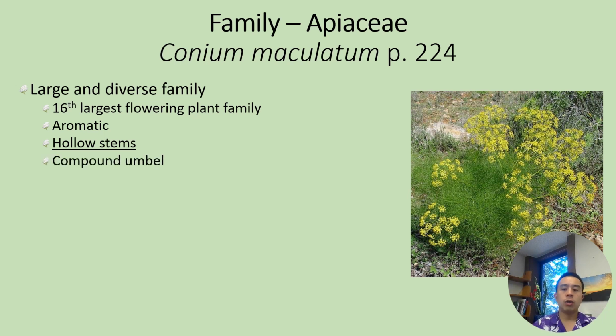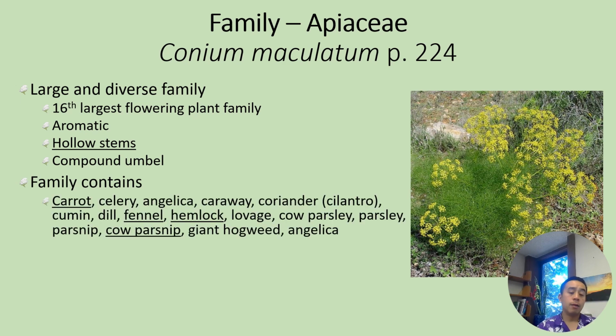They often also have compound umbelled flower arrangements, as you can see on this fennel plant above me, or maybe you can smell it through the photo. The family itself contains many familiar plant species like carrot, celery, angelica, caraway, coriander, cilantro, cumin, dill, fennel, hemlock, which is very poisonous, parsley, cow parsleys and parsnips, and hogweed, and many more.